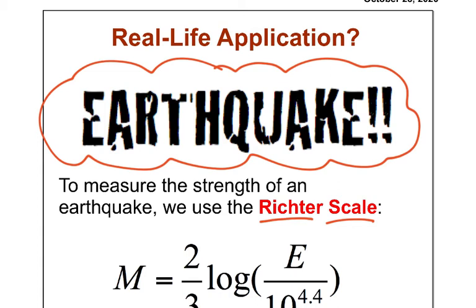When an earthquake happens, and you hear on the news that it's a 5.4 magnitude earthquake, they get that by using a Richter scale. Now, here's the equation of a Richter scale.